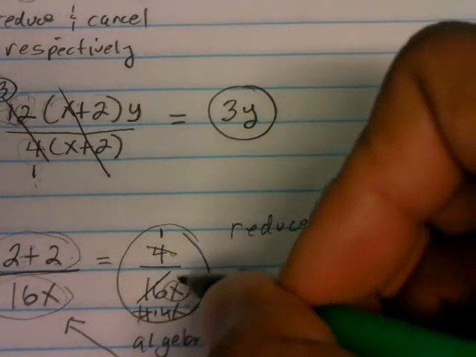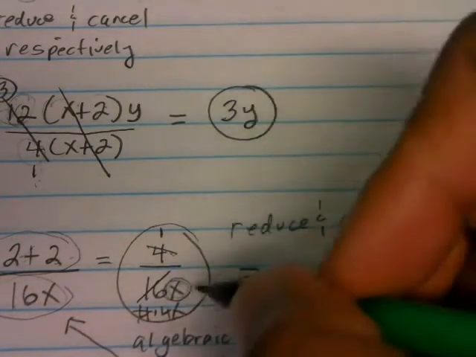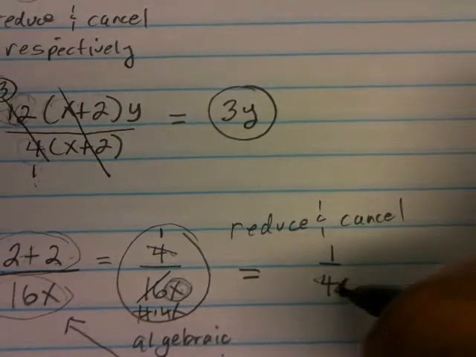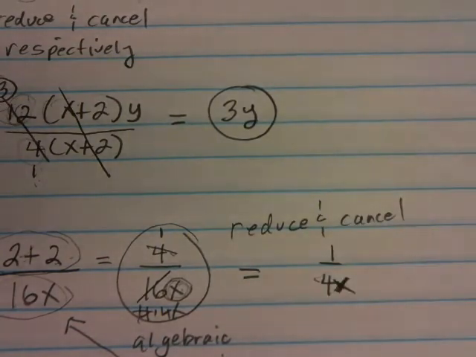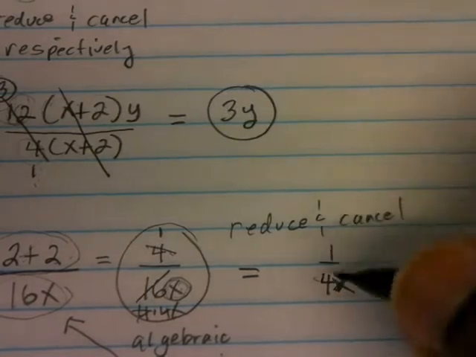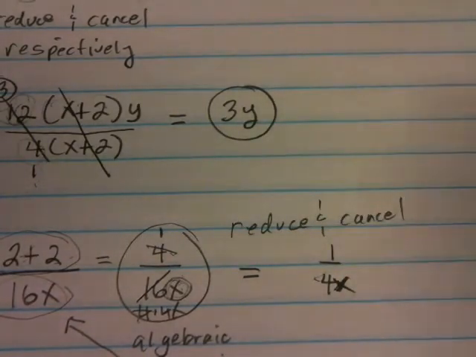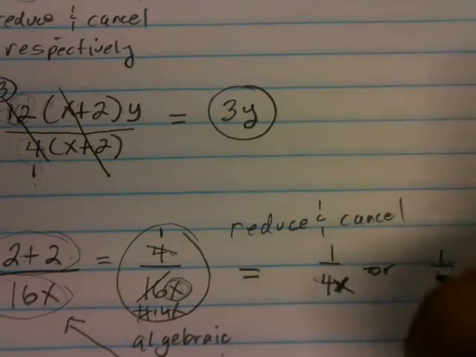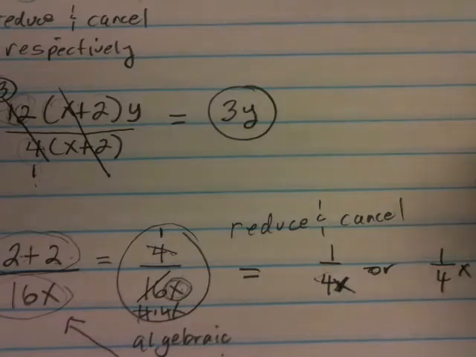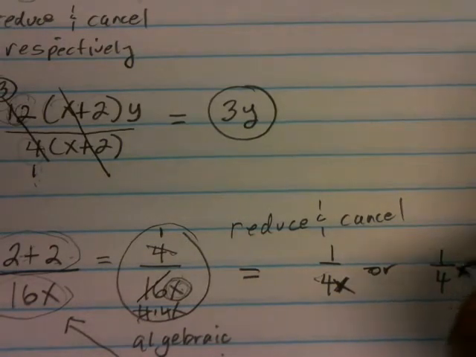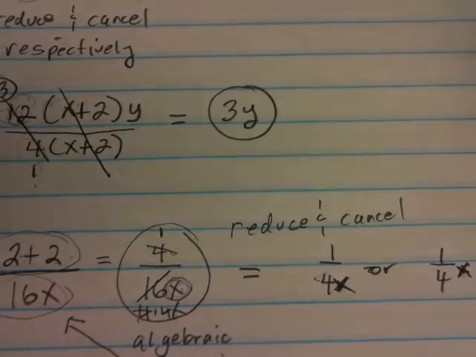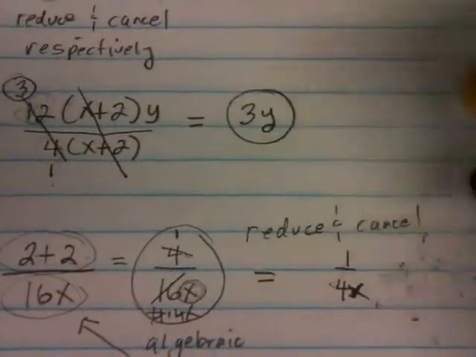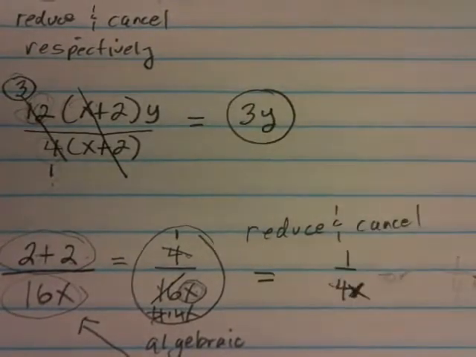X is your algebraic expression that also is part of your denominator. So it did not cancel. So that's your remainder. All right. So your answer is 1/4x, or 1 over 4x, or all right, you can write it like that. Now, sometimes, all right, this is your answer. All right, 1/4x. All right.